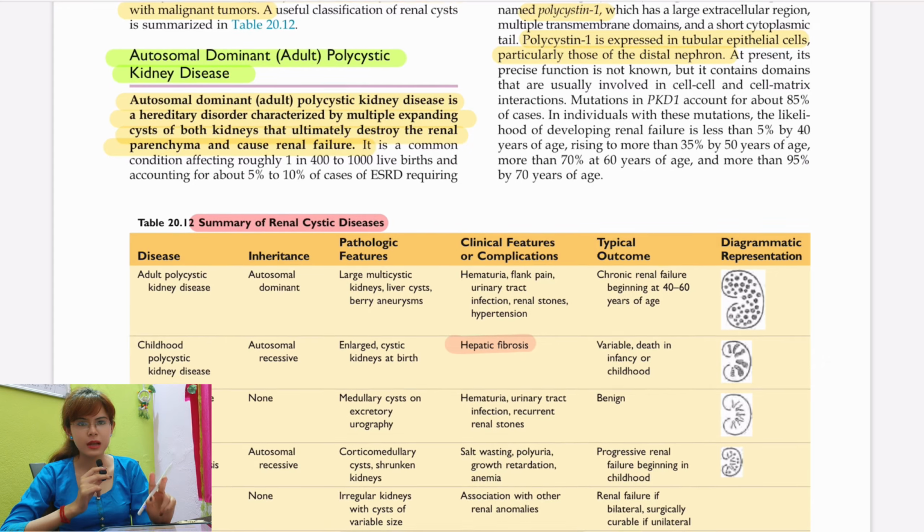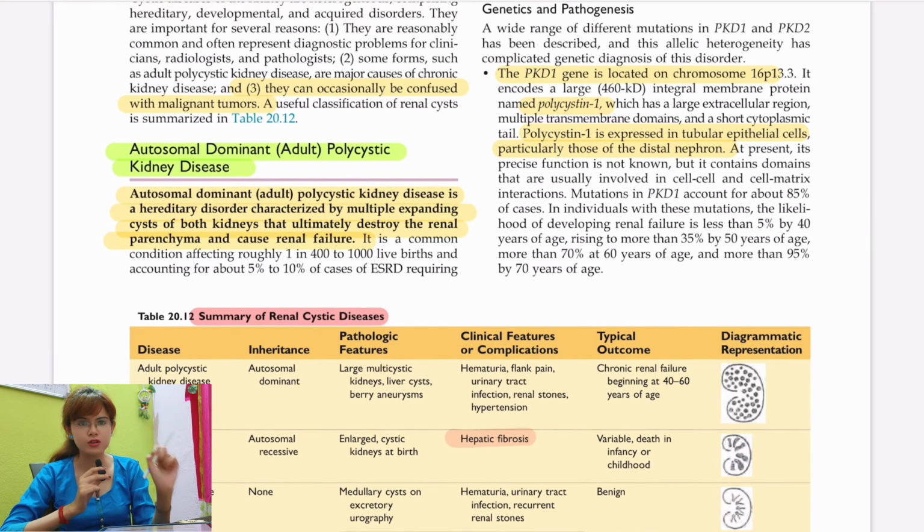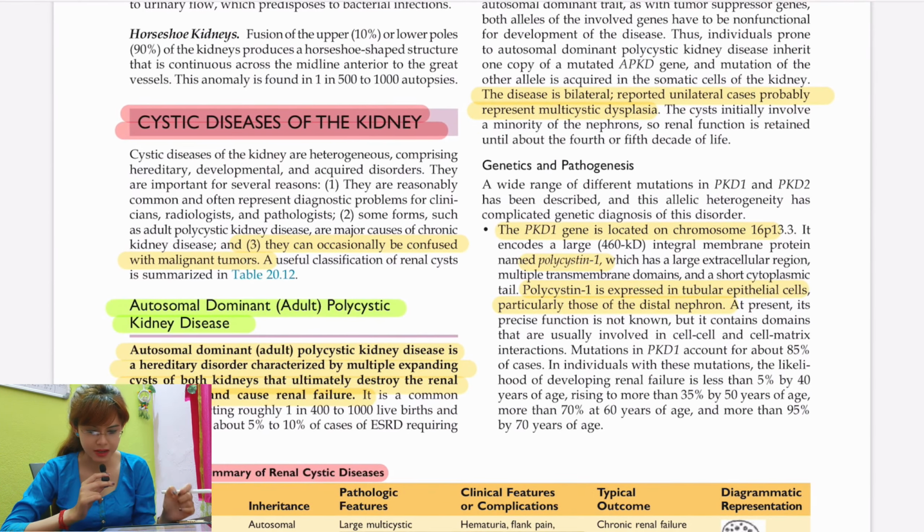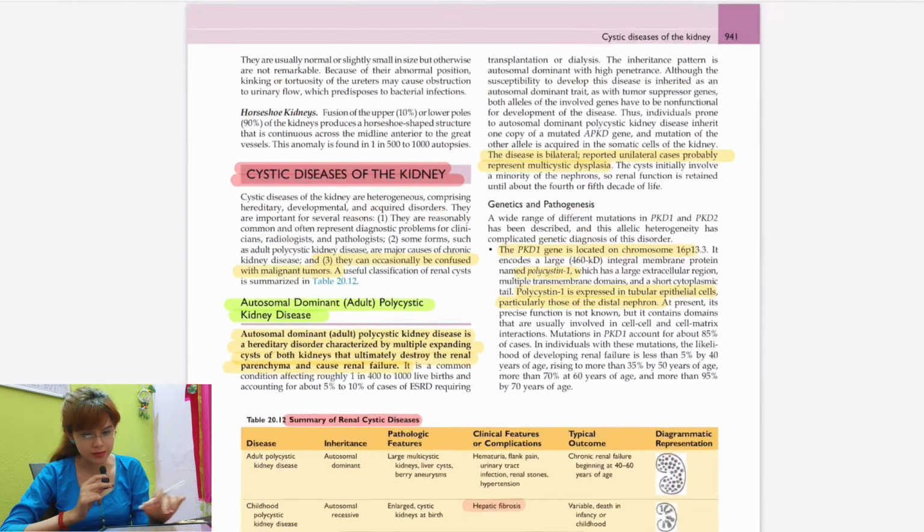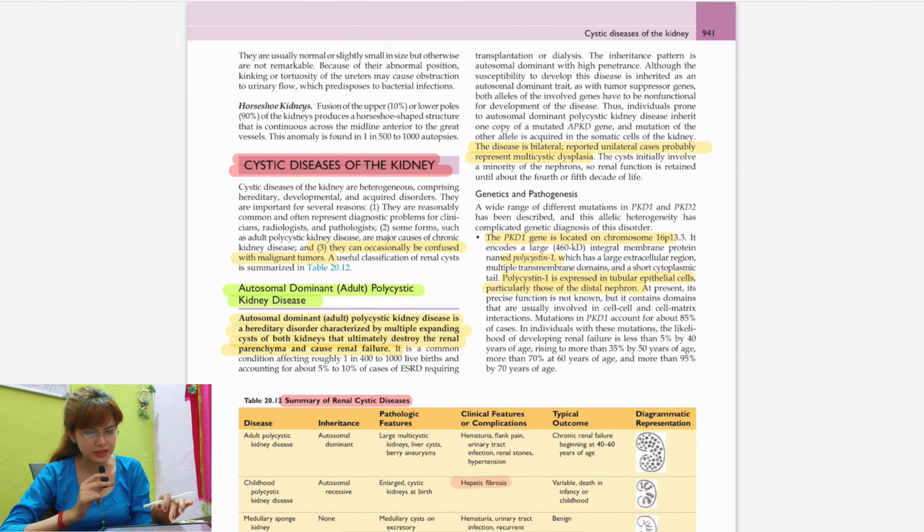So today's topic is about the kidney, and let's get started with the first topic, which is the cystic diseases of the kidney. Now you know that there are basically two types of cystic diseases, mainly the autosomal dominant type and the autosomal recessive type. So ADPKD and ARPKD. Let's talk about each of these in detail.